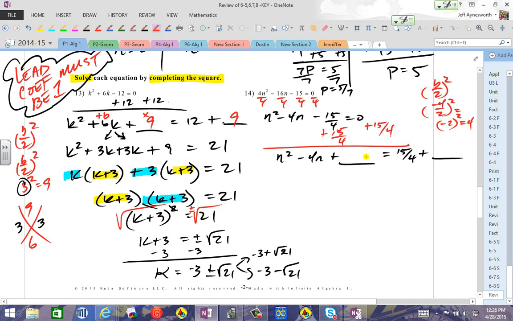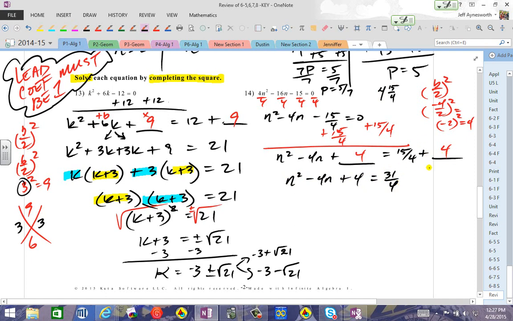Okay. So now at this point, what you want to do is combine the right side. 4 and 15 fourths. Well, let's see here. I've got room right here. 4 and 15 fourths. 4 times 4 is 16. 16 and 15 is 31. So this right side is 31 fourths. So n squared minus 4n plus 4 is equal to 31 fourths. Just go with the flow. Okay, so you just combine and simplify.